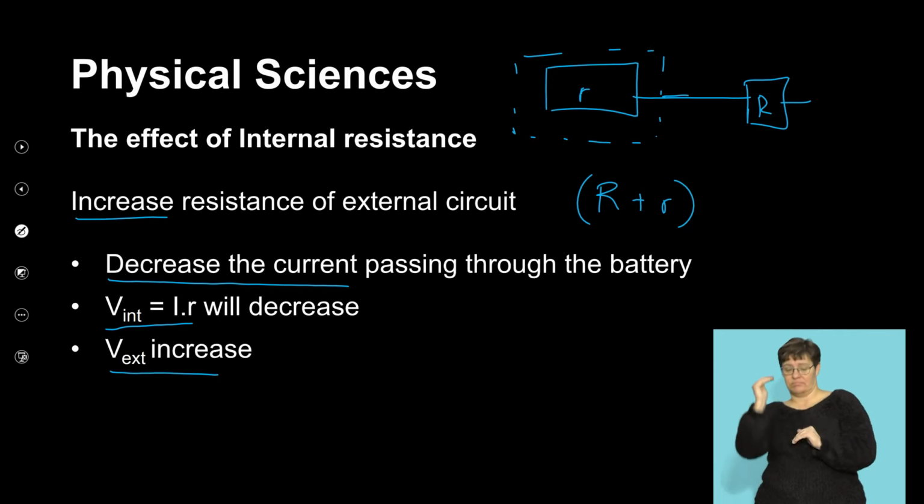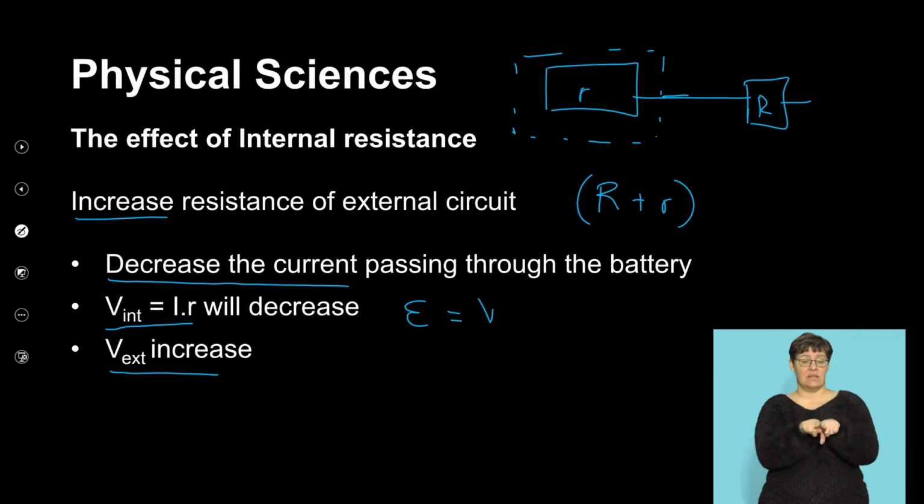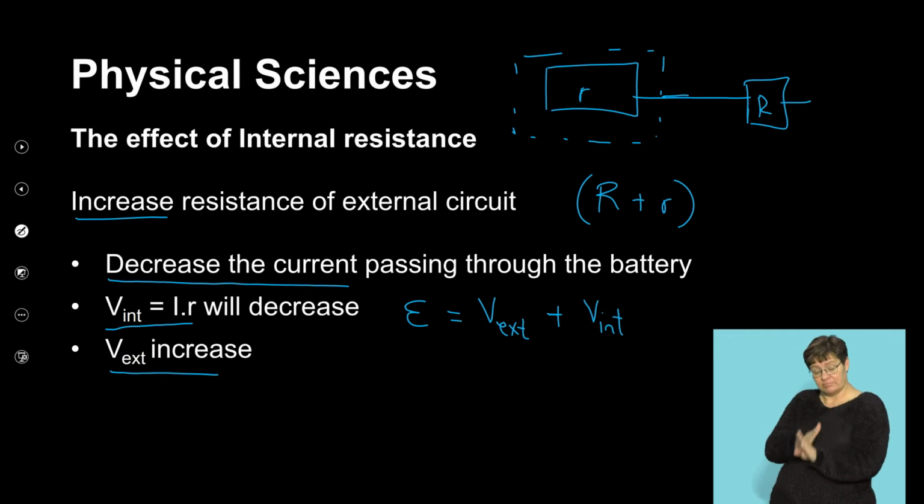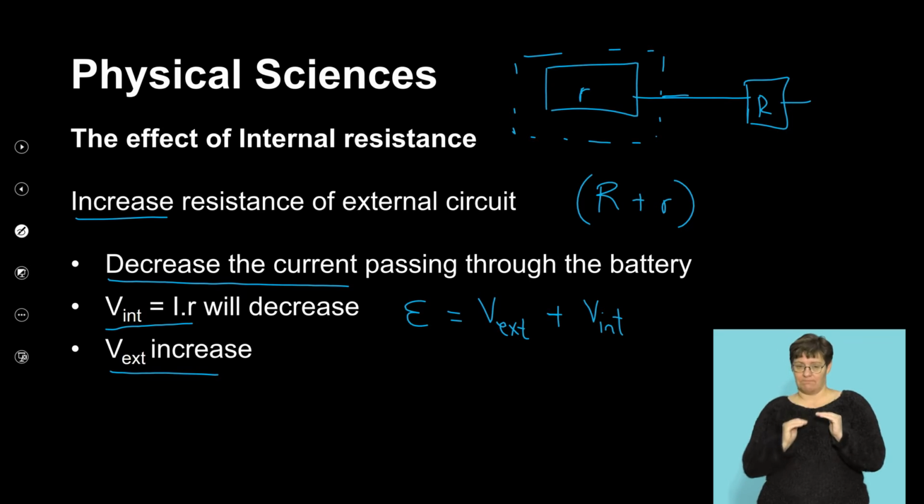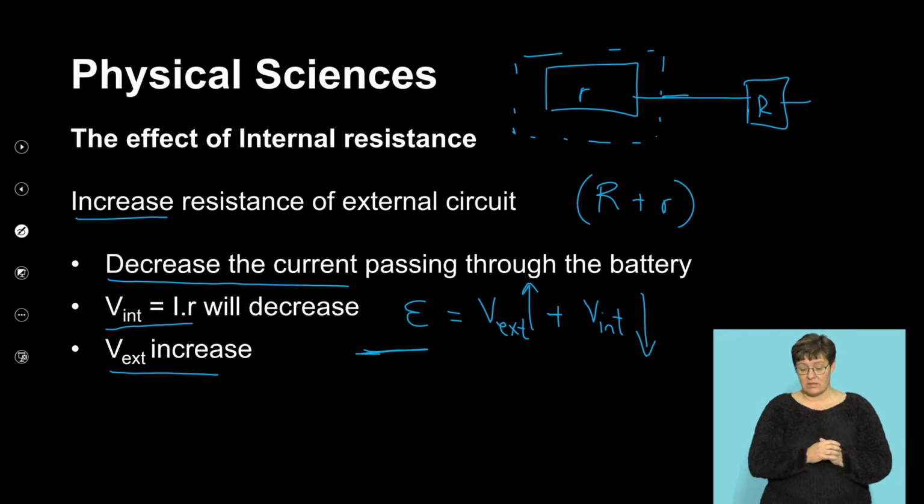From the equation, E is equal to V external plus V internal. If we take into account the internal resistance of the battery, the effective resistance of the circuit is going to increase. When that increases, V external increases while V internal drops. You need to take note that for E to remain constant, if V external increases, then V internal, or lost volts, must decrease.